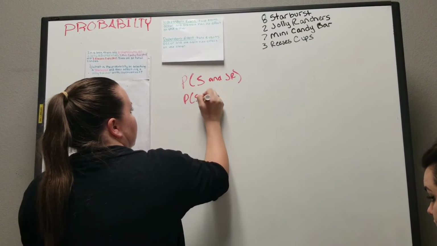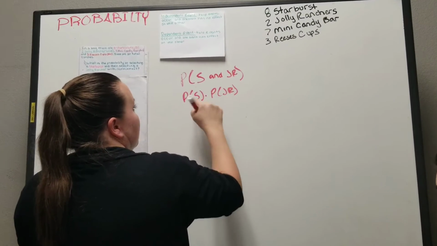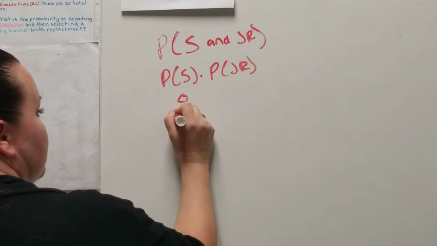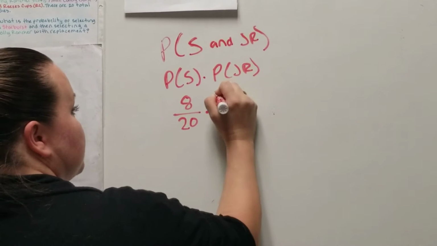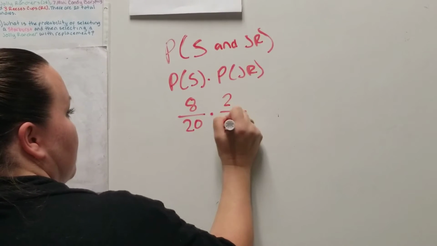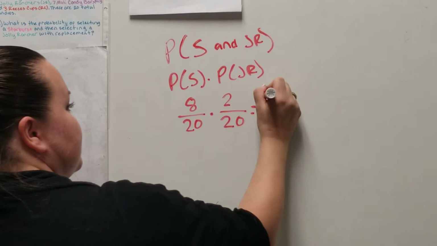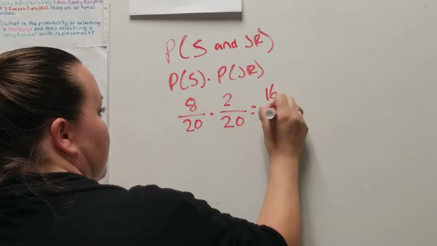Probability of a Starburst times the probability of a Jolly Rancher. We know that there are 8 Starbursts out of 20 total. We multiply that by the number of Jolly Ranchers, which is 2, out of the total, 20. When we multiply across, 8 times 2 is 16, and 20 times 20 is 400.